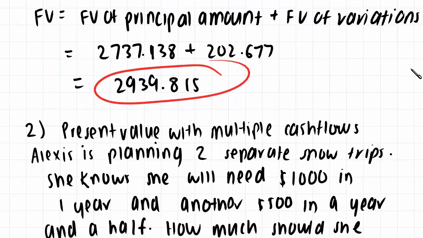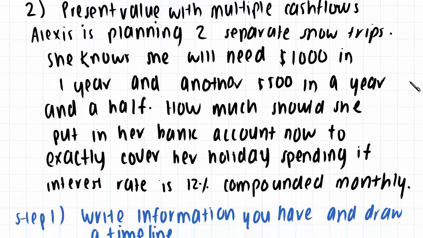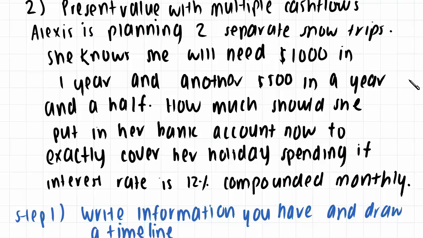So now we move on to the present value with multiple cash flows. So for example, Alexis is planning 2 separate snow trips. She knows she will spend $1,000 in the first year and another $500 in the second year. So how much should she put in her bank account now to exactly cover her holidays in both years? And we already know that the interest rate is 12% compounded monthly.